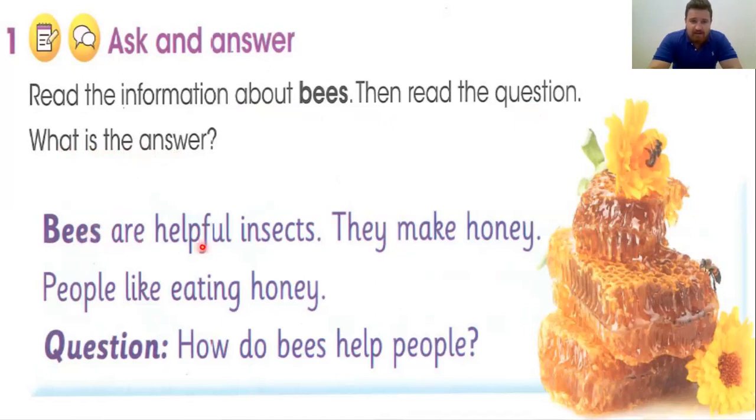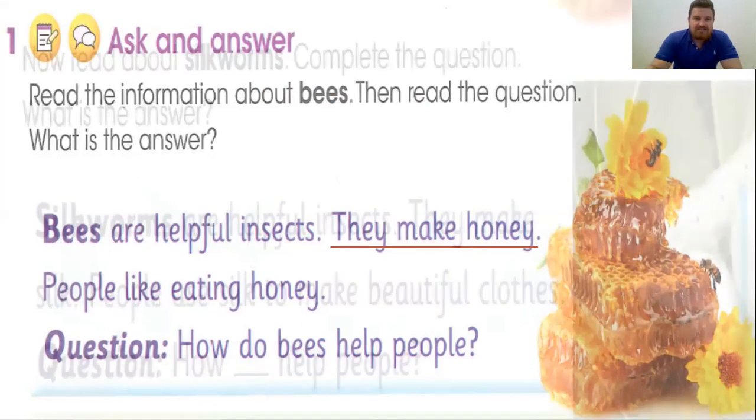Bees are helpful insects. They make honey. People like eating honey. Okay, so the question, how do bees help people? So how do bees help people? And of course, it's because bees are helpful because they make honey. So that is the answer. Okay, you can underline it in your book or you can underline it on your piece of paper.